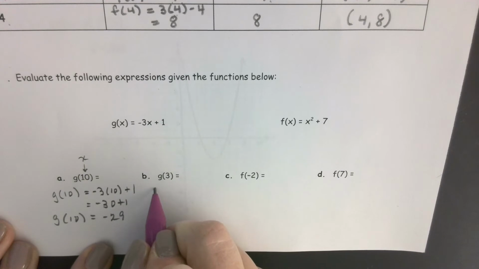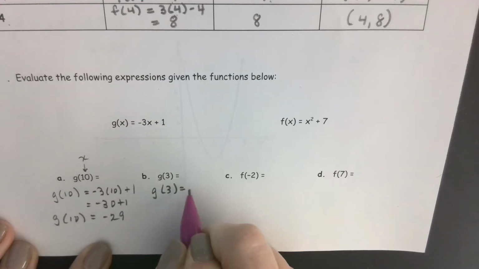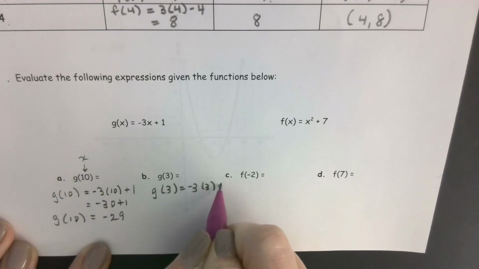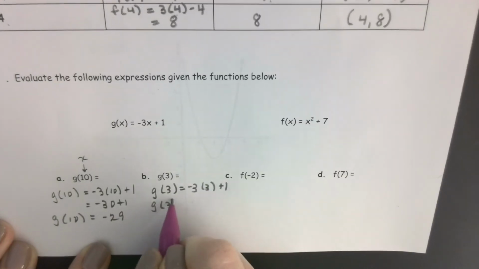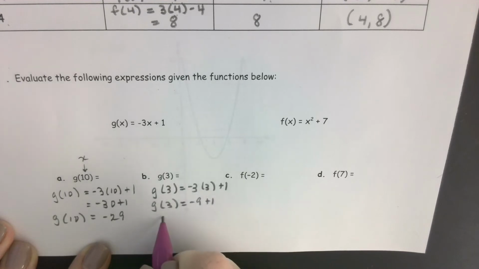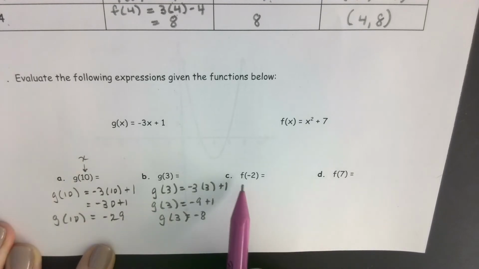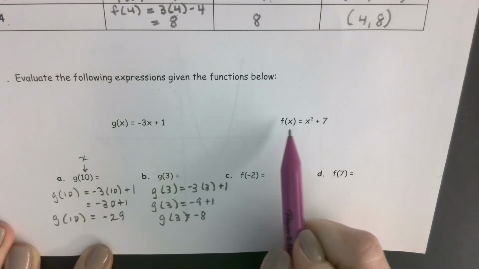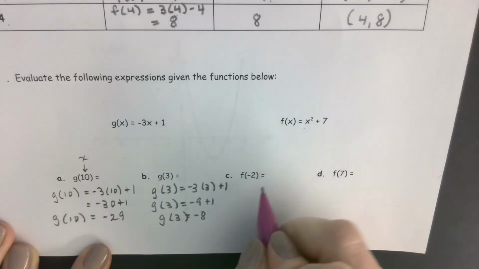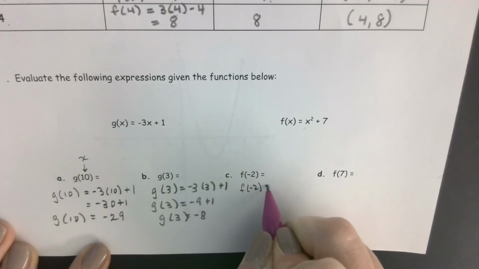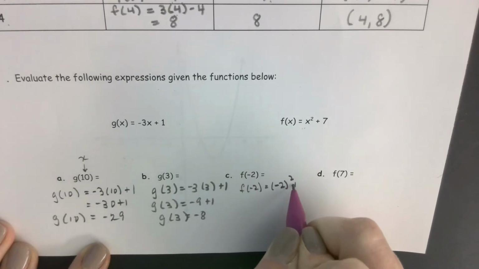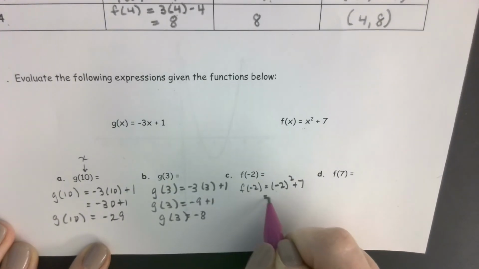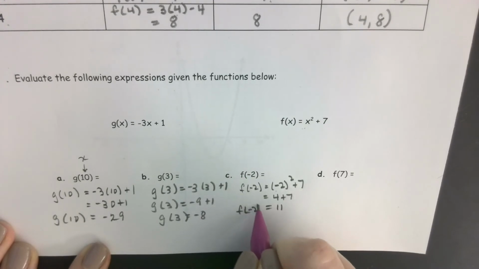g of 3 is equal to negative 3 times 3 plus 1. g of 3 is equal to negative 9 plus 1, so g of 3 is equal to negative 8. What is f of negative 2? So now we have to use this function rule here. f of x is equal to x squared plus 7. f of negative 2 is equal to negative 2 squared plus 7. Negative 2 squared is 4. 4 plus 7 is 11. f of negative 2 is 11.